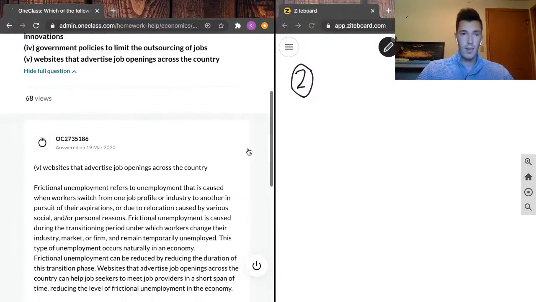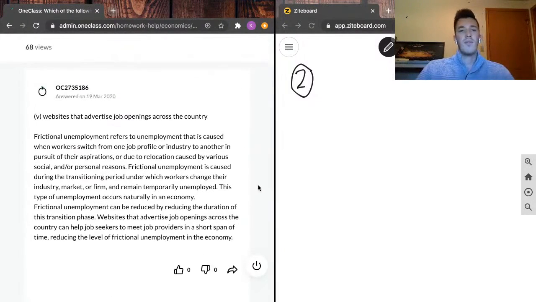and this is correct. The reason they've listed is that frictional unemployment refers to unemployment that is caused when workers switch from one job profile or industry to another in pursuit of their aspirations, or due to relocation caused by various social and/or personal reasons. Frictional unemployment is caused during the transitioning period under which workers change their industry, market, or firm and remain temporarily unemployed. This type of unemployment occurs naturally in an economy.